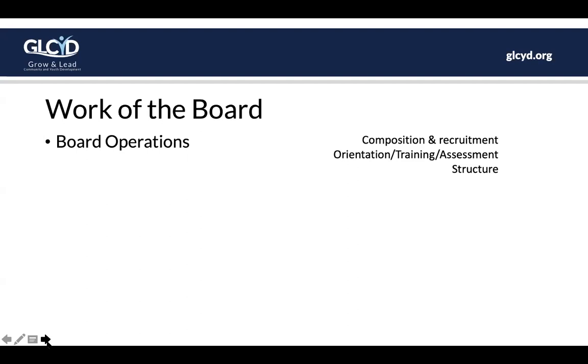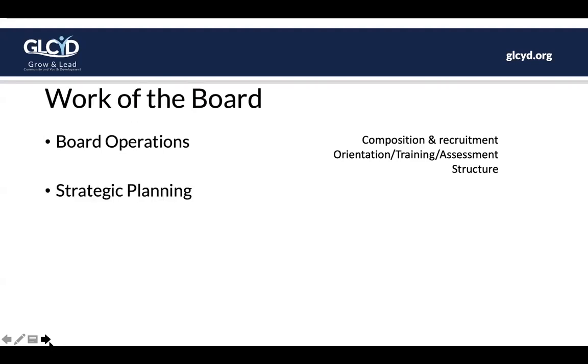So first we have board operations. This is making sure that you are recruiting and orienting new board members, assessing your performance through either self-assessments or working with a consultant, and making sure that everyone knows and understands your board structure. I've been a part of a board where some people were working board and some people felt we were a governing board, and there was just a little bit of tension. So making sure you're having those talks about this is the structure we're using, and making sure everyone understands how your board operates.